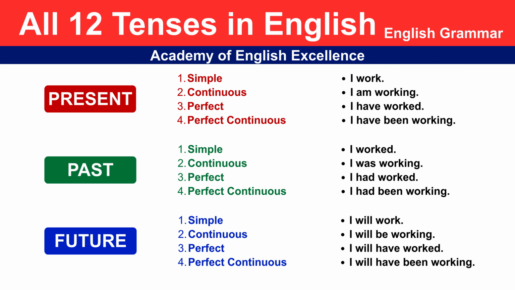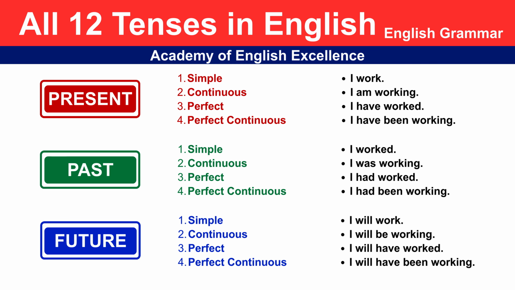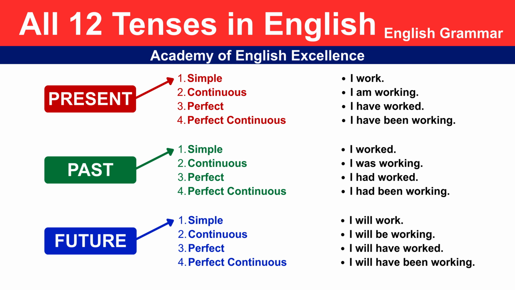We use three primary tenses in English: present, past, and future. Each of these tenses is further divided into four aspects: simple, continuous or progressive, perfect, and perfect continuous. Together, these form the 12 standard English tenses.